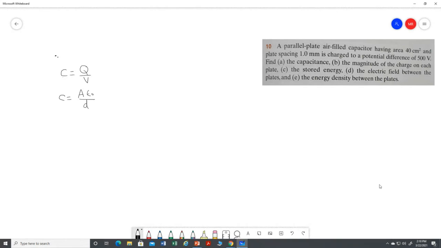Yes. What is the formula for energy storage? You have two formulas for the energy storage. U is equal to C V square over 2, and you also have another energy formula, which is equal to Q square over 2C.